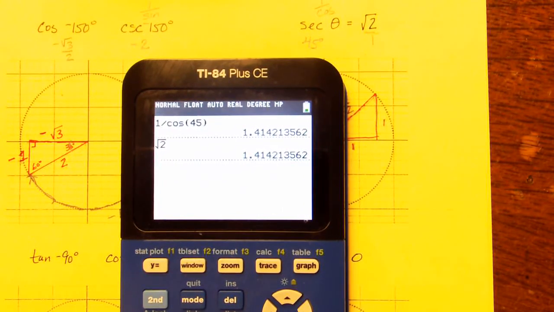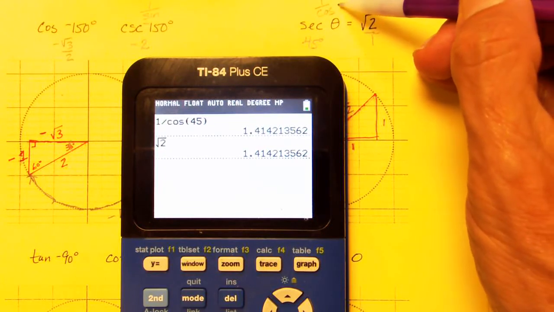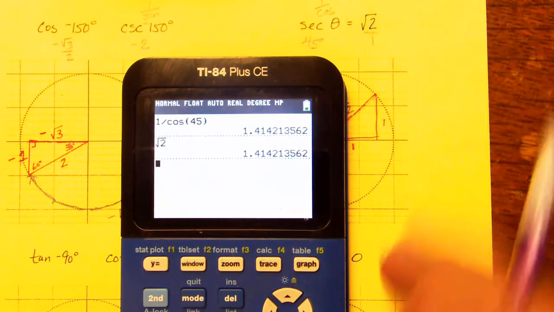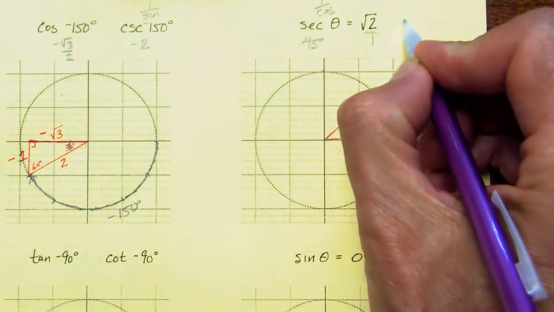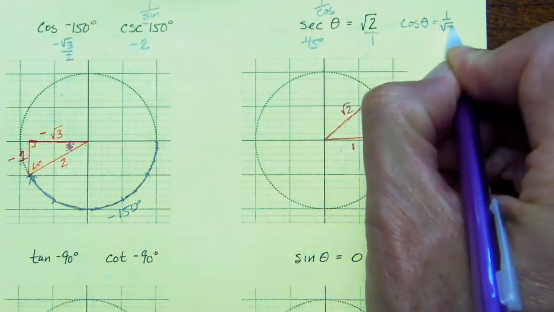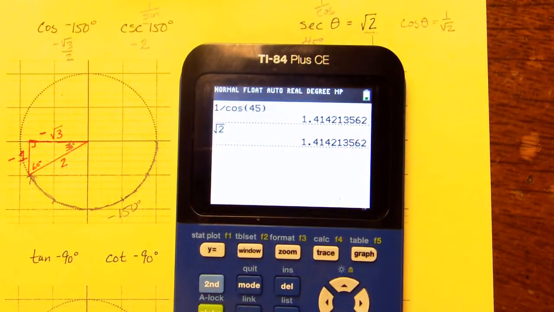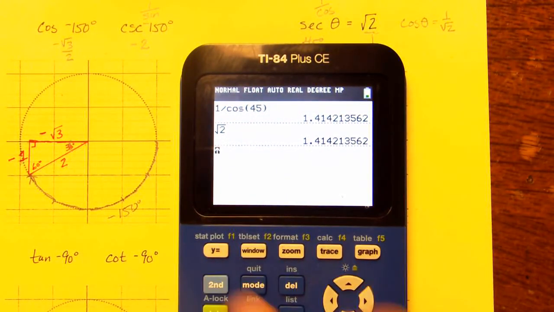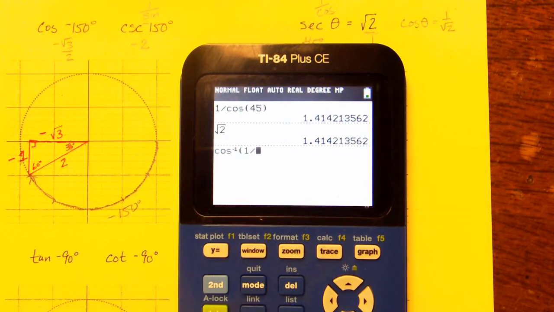1.414. Now another way you can do this, which is a little involved in the calculator, is you could turn this into a cosine problem and say, well, if secant's √2 to 1, that means that cosine is 1 over √2, meaning you could do an inverse cosine, so second cosine, and then I would do this 1 over √2, 1 divided by second √2.